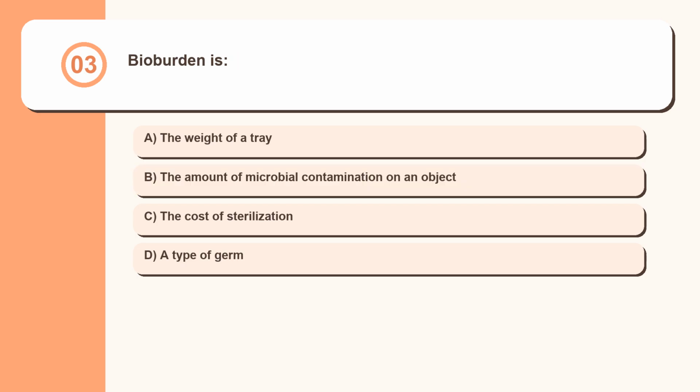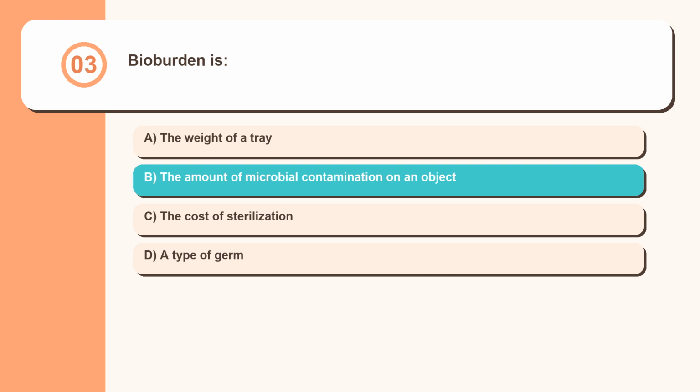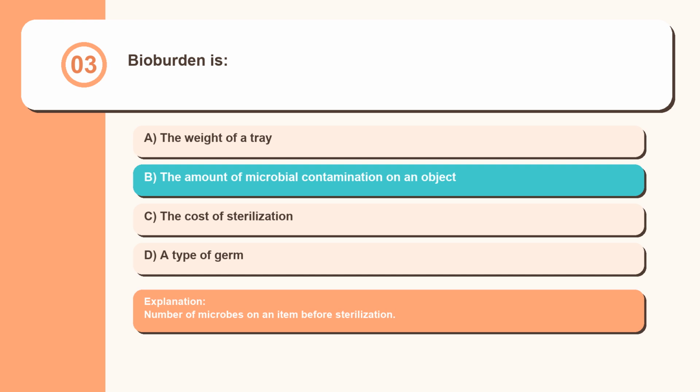Question 3. Bioburden is the weight of a tray, the amount of microbial contamination on an object, the cost of sterilization, a type of germ. Answer: the amount of microbial contamination. Number of microbes on an item before sterilization.